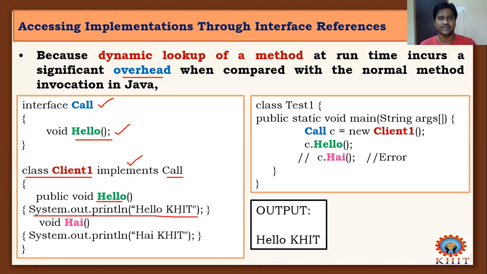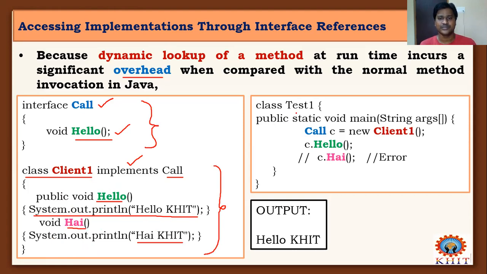This is the method implementation defined for hello in the interface, right? And in addition to that, this client one class has another member method called hi. When this method is invoked, it displays "hi khid" on the screen using System.out.println. Okay, these are the behaviors of this interface and the class client one that implements the interface.